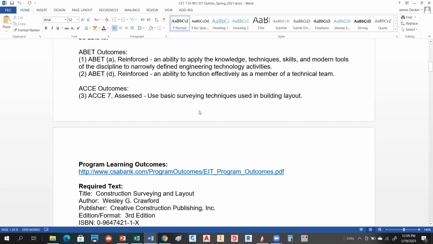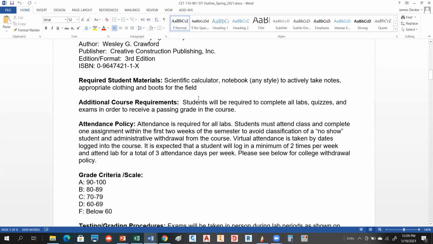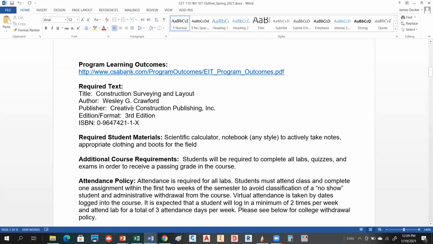So if we look at the required text, you can read through some of this. A lot of this just has to do with the material and that kind of stuff. The required text, we are going to be utilizing is Construction Surveying and Layout, Wesley G. Crawford. So that one is important to get. You can get it in several locations, but you can get it from the bookstore. They do have it on campus, or you can rent it. Some people did that quite a bit last year. Or you can get it from Amazon.